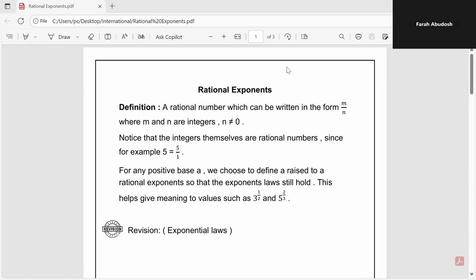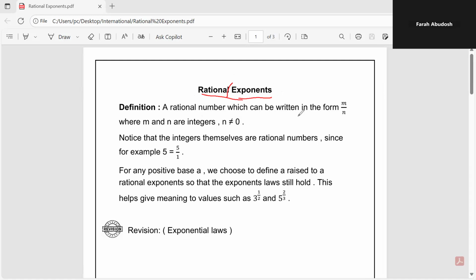Today our lesson is about rational exponents. Before we begin, let me divide the title into two parts. The first part is rational and the second one is exponents. Let me define what we mean by rational number.